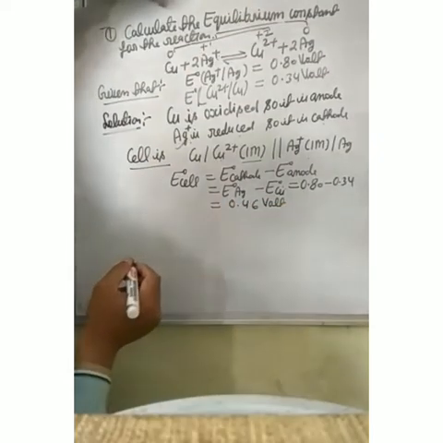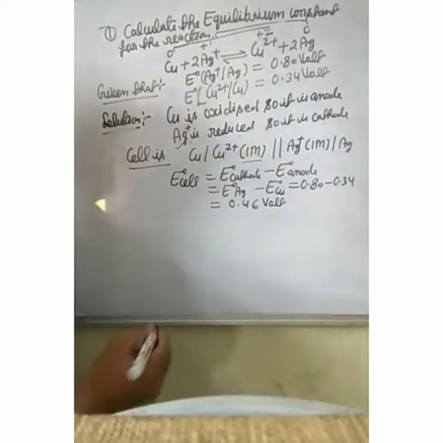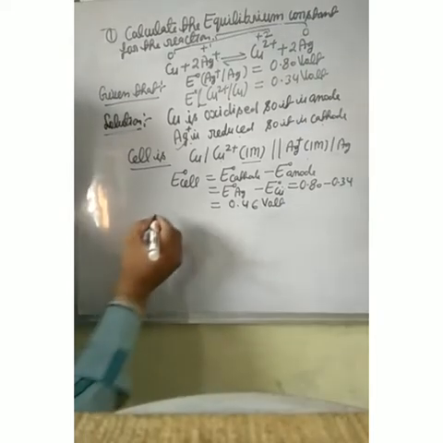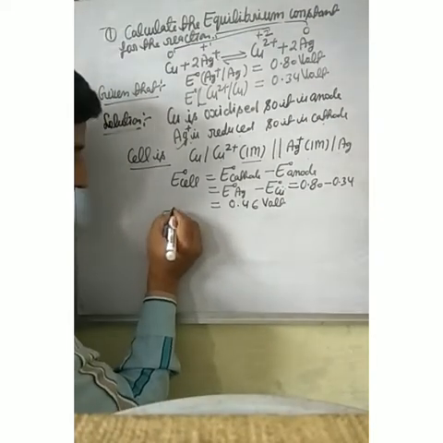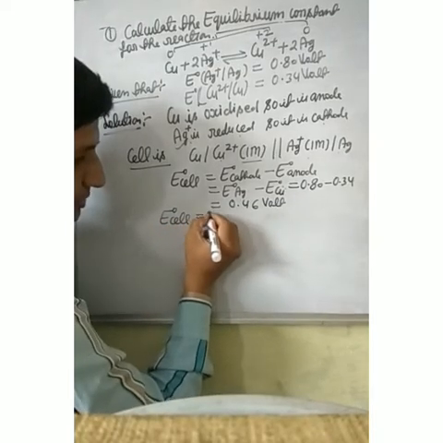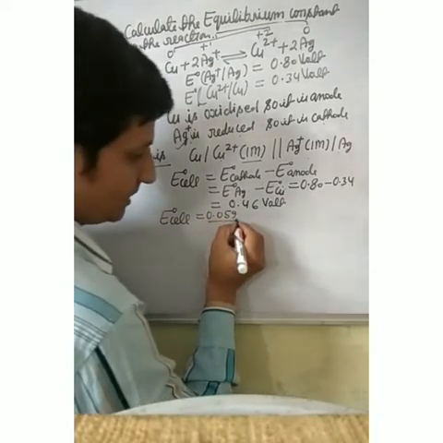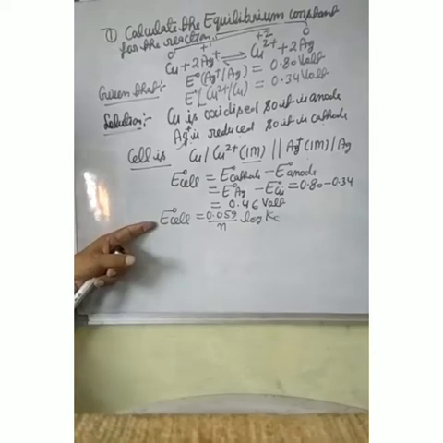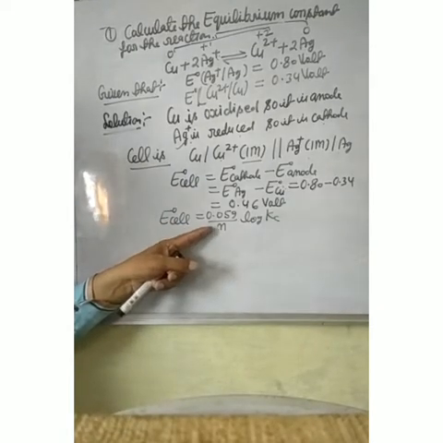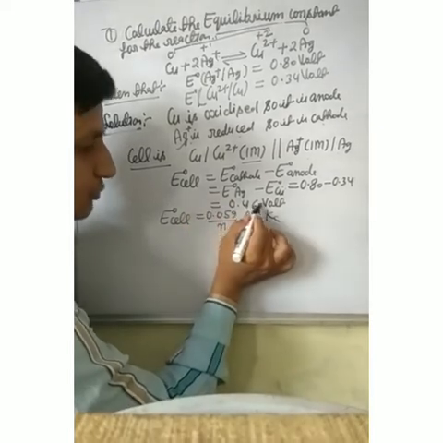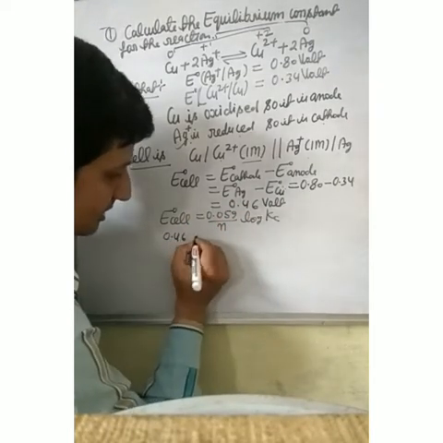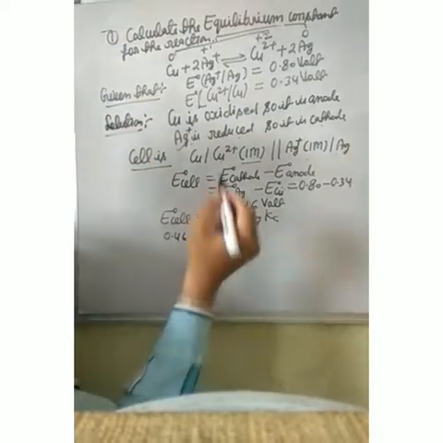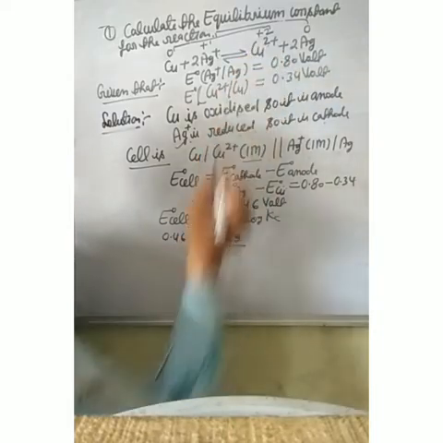Now in this question, calculate the equilibrium constant. We have to calculate the equilibrium constant, and the formula is E naught cell is equal to 0.059 upon n log Kc. Learn this formula, students: E naught cell is equal to 0.059 upon n log Kc. The E naught cell value is 0.46, so put here 0.46 is equal to 0.059 upon n. The value of n: n is the number of electrons. How many electrons here? 2.